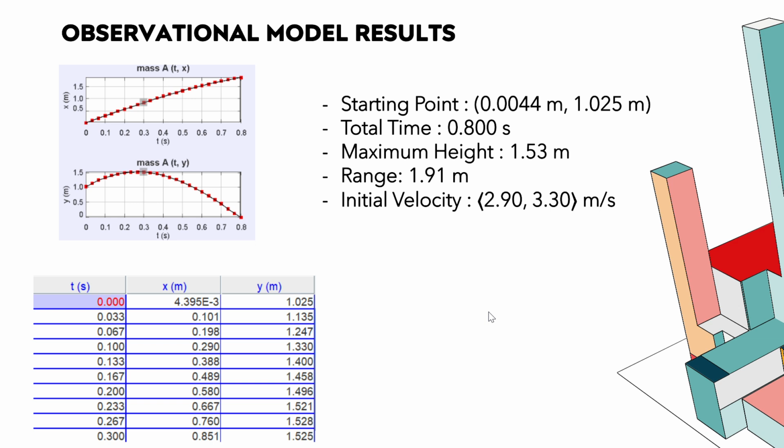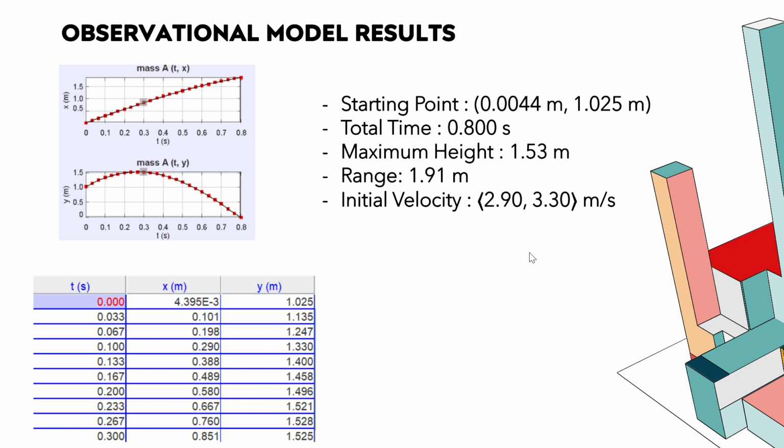So these are the results of the observational model. The starting point was 0.004 meters in X and 1.025 in Y. The total time it took for the ball was 0.8 seconds. The maximum height it reached was 1.53 meters. The total distance in the X was 1.19 meters.